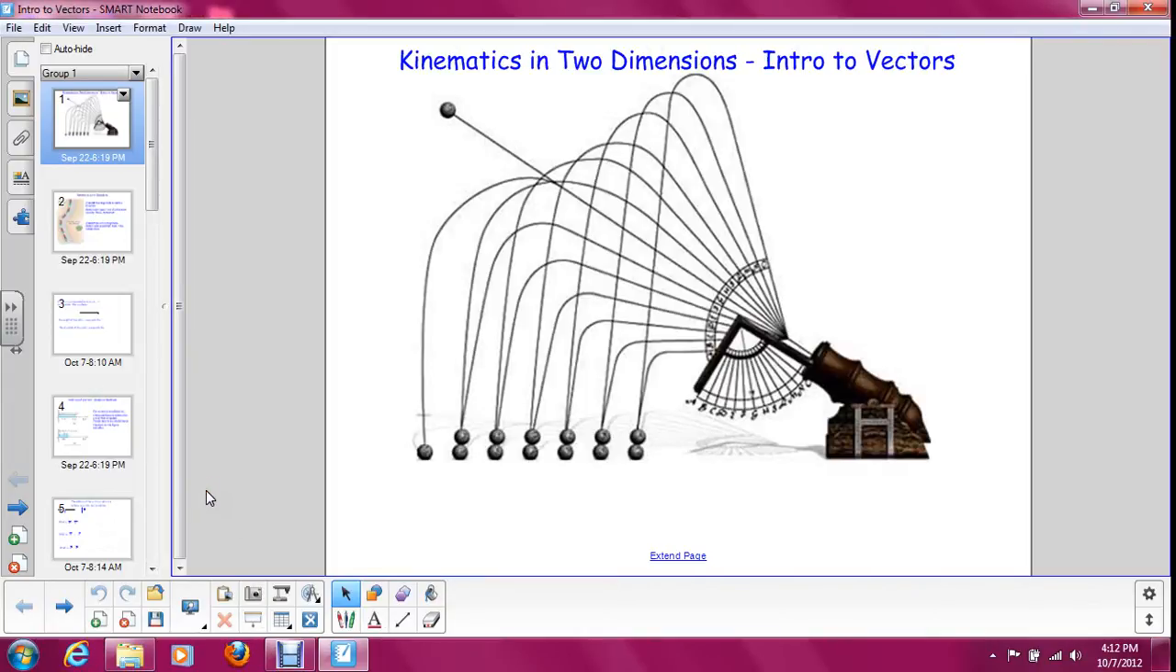Welcome to Intro to Vectors lesson. Today we're going to start talking about motion in 2 dimensions, which means it's moving in 2 directions at once. That could be up and over, or up and out, or over and out, any of those. Most of the time we're going to be looking at motion that is up and down in the y direction, and also over, side to side, in the x direction.